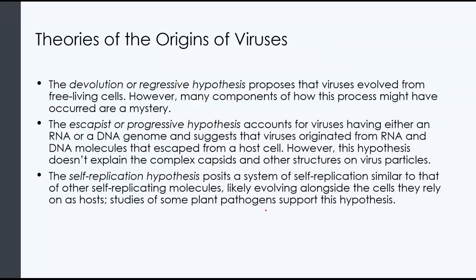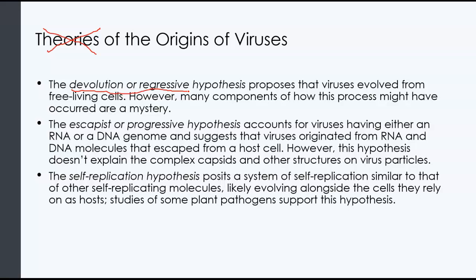It says theories on the origins of viruses. This is really a very bad use of the word theory. These are really hypotheses, not theories. Theories have enough evidence that we consider them to be proven, but these are just more like educated guesses. Anyway, the devolution or regressive hypothesis is one hypothesis of how viruses originated. You do have some questions on your quiz about these hypotheses.